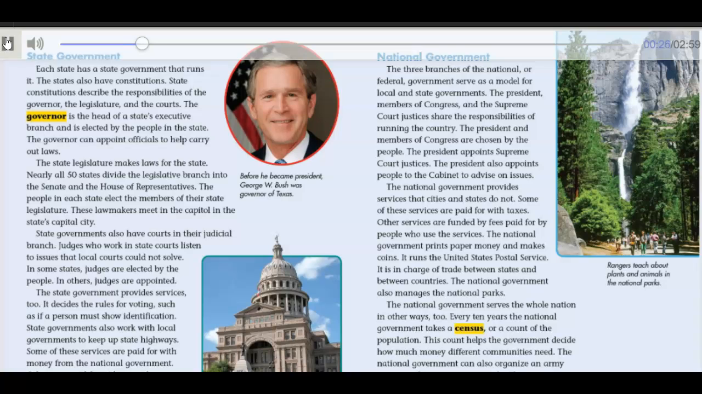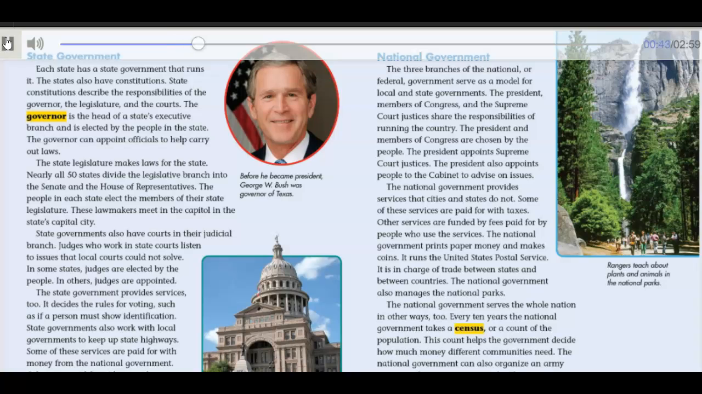The state legislature makes laws for the state. Nearly all 50 states divide the legislative branch into the Senate and the House of Representatives. The people in each state elect the members of their state legislature. These lawmakers meet in the state's capital city.